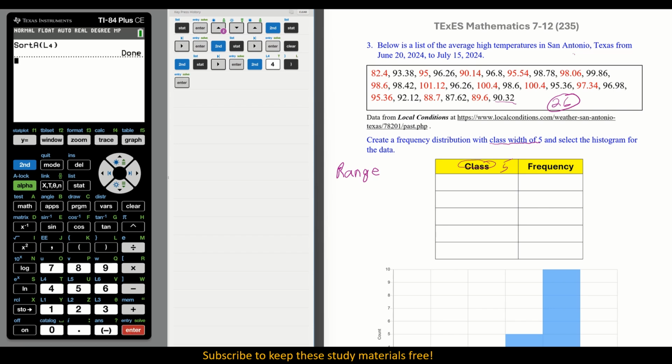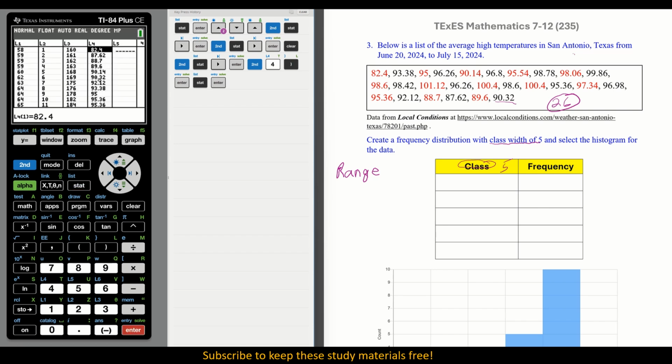Now it says, hey, we're done doing what you asked. So let's just push that back to our list. And look, it's all in order. So looks like this is our lowest value. Now let's arrow up twice to get us to the bottom. And this point, the 101.12. So that was over 101 that day. So now, largest to smallest.